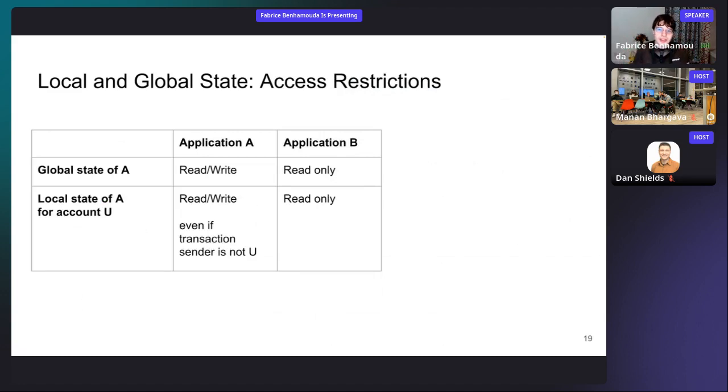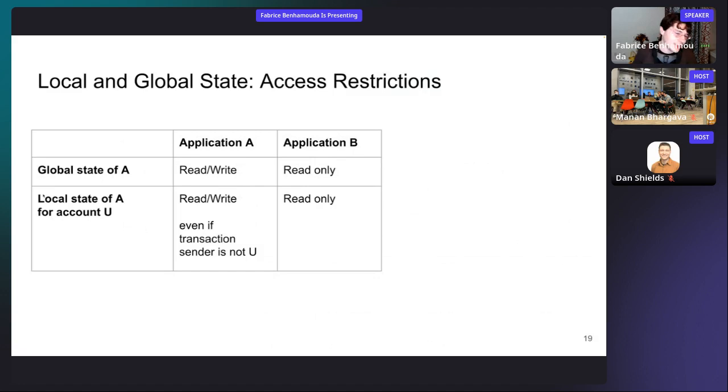More concretely, another question we can ask ourselves is, who can read and write this state? The global state and the local state of any application A can only be written by application A itself. An external application can only read the global state of other applications. That's necessary.